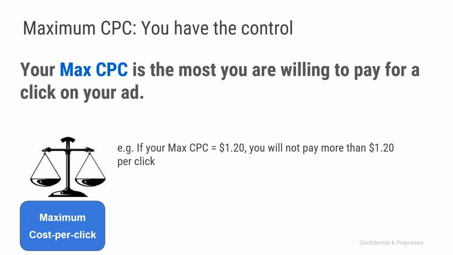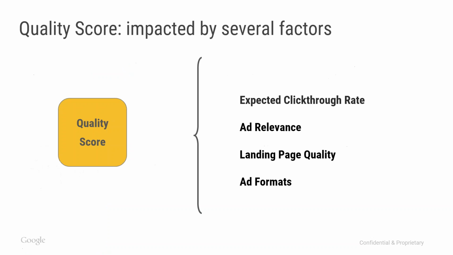So maximum CPC, that is cost per click, is the amount you are willing to pay for your ad, and this is under your control. So you can choose to bid $1, $2, $5. But for quality score, there are several factors which we need to consider.